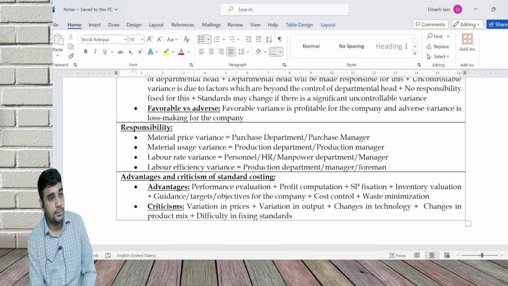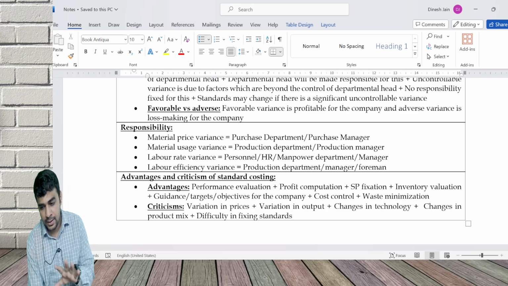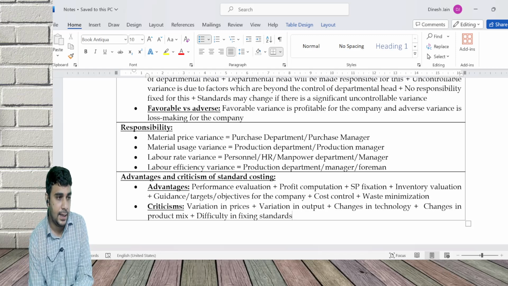Clear? I'm kind of done with standard costing. I don't have time to start budgetary control. Tomorrow's session we'll start budgetary control. Ideally budgetary control should get over tomorrow. We have two sessions, so we'll see. Mostly budgetary control will get over. The theory part would be pending, so we'll see that in the next session.